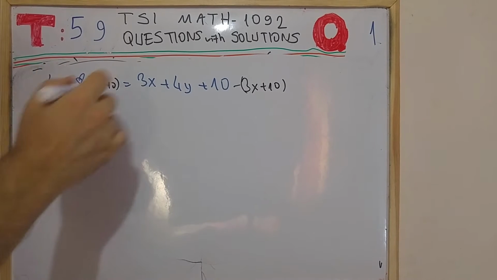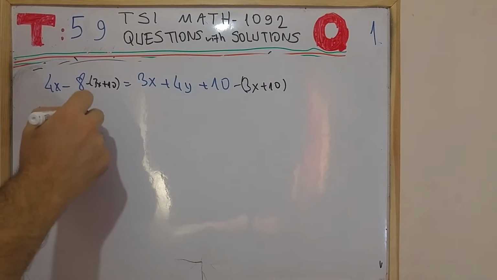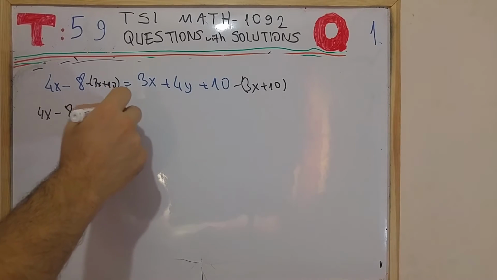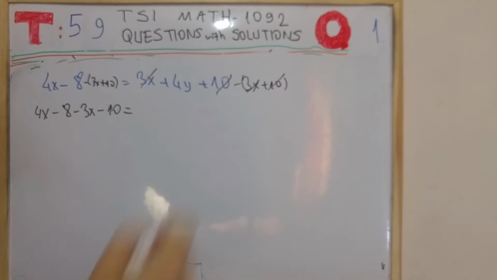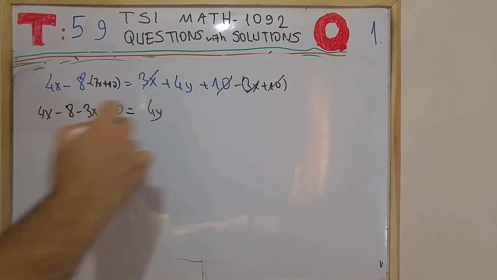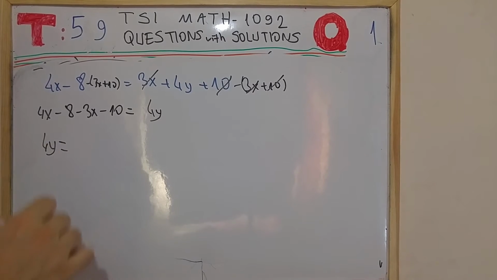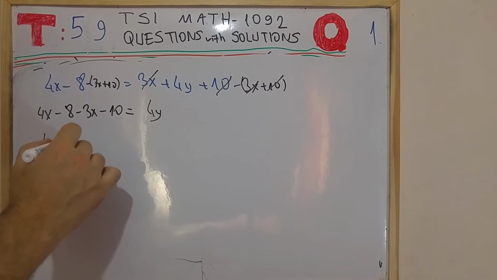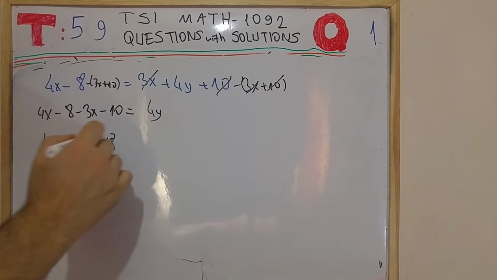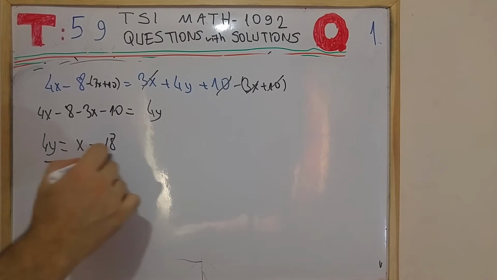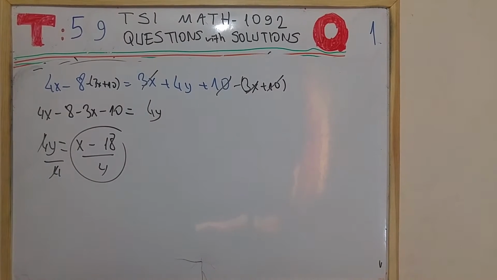So what we have here is going to be 4x minus 8 minus 3x minus 10, which will be equal to these, and these will cancel each other out. 4y. Therefore, 4y is now equal to 4x minus 3x, which is x, minus 18. So when I divide each side by 4, y is equal to (x minus 18) over 4.